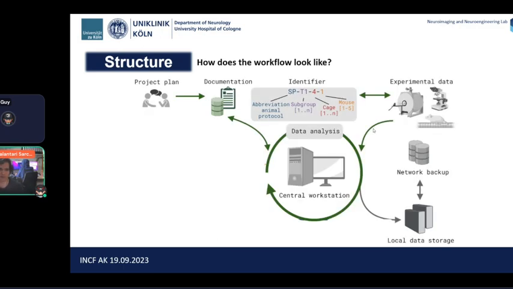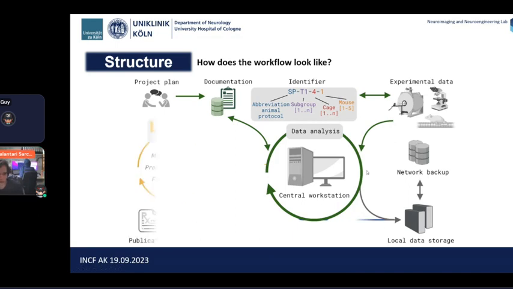So what does the workflow look like? This is the usual structure that mostly every research lab has. So we have a project plan. We have an idea, we document it, we have the experimental data, and everything goes into this green circle where we have our central workstation. We do our data analysis with it, and we usually have our local data storage, and there's always a network backup somewhere. That's the usual standard now.